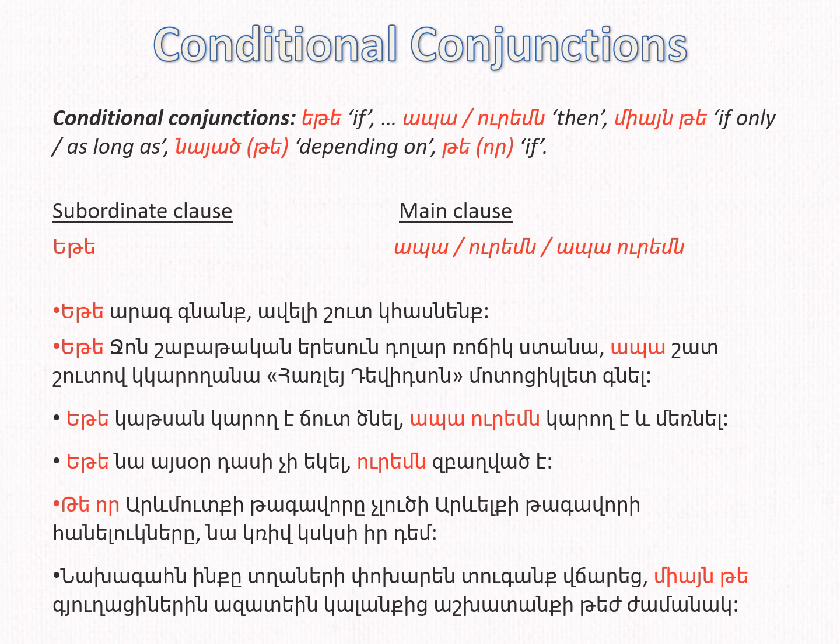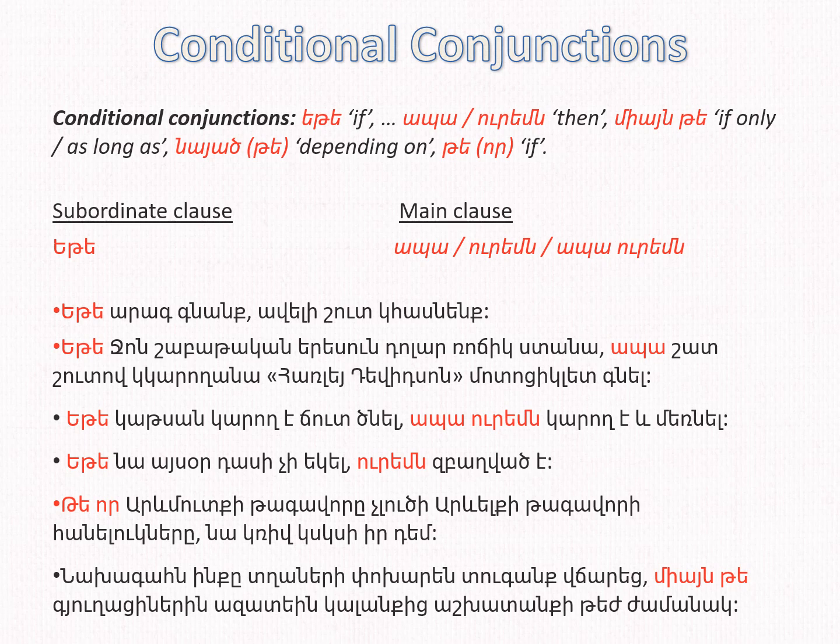Conditional conjunctions express a condition under which something happens. The main conjunction is yete, meaning if. In Armenian, it is often paired with appa or uremen in the main clause, meaning then, which makes the logical connection explicit. For example, Եթե արագ գնանք, ավելի շուտ կհասնենք. If we go faster, we'll get there sooner.